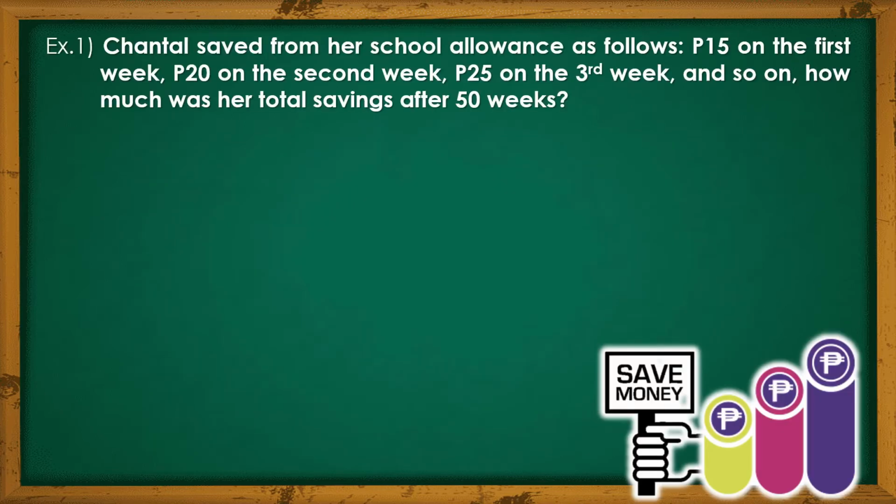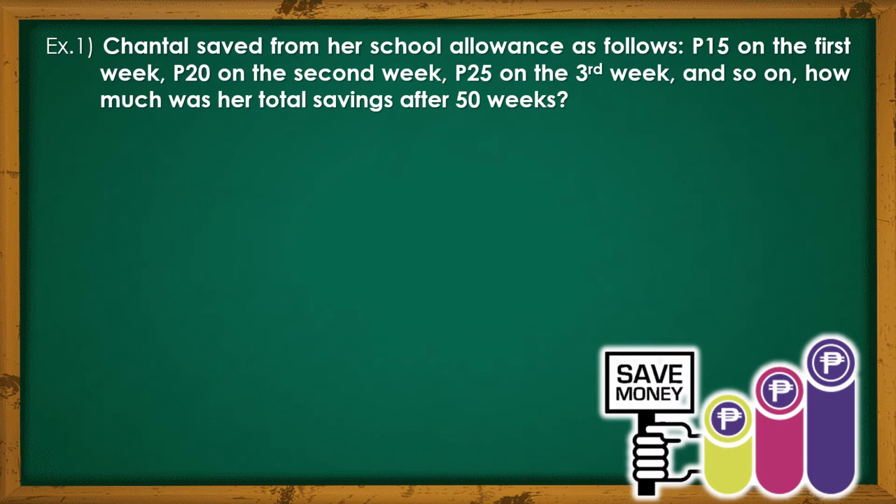Example number 1. Chantal saved from her school allowance as follows: 15 pesos on the first week, 20 pesos on the second week, 25 pesos on the third week, and so on. How much was her total savings after 50 weeks?